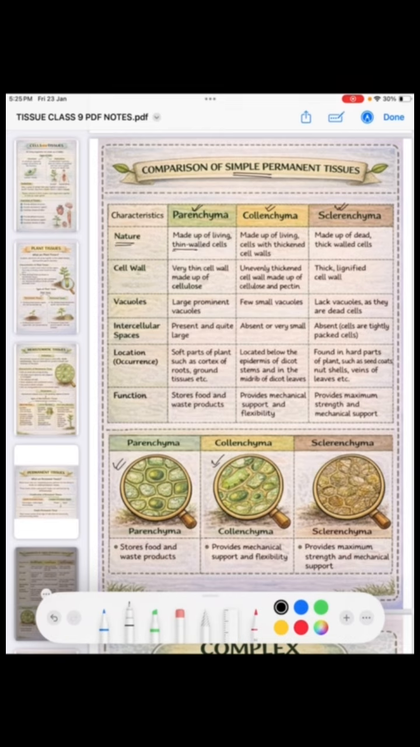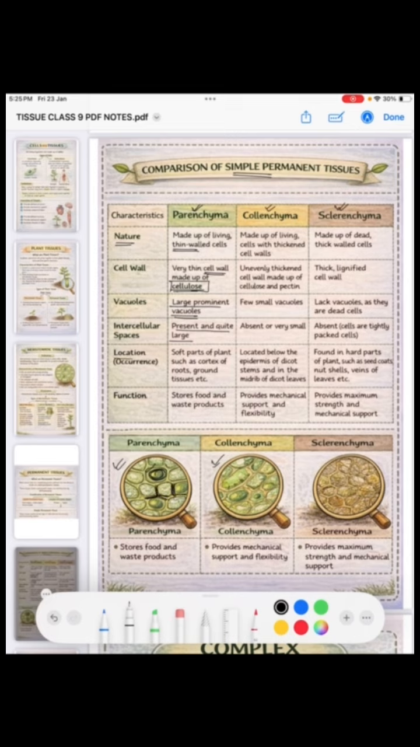Parenchyma is made up of thin walled cells, as you can see here. And what is the component present in the parenchyma? In the cell wall of the parenchyma there is a component called cellulose. They have large prominent vacuoles, you can see here, these are the vacuoles. Next, they have intercellular spaces also, that is why they are loosely packed. These are the intercellular spaces present between the cells of the parenchyma.